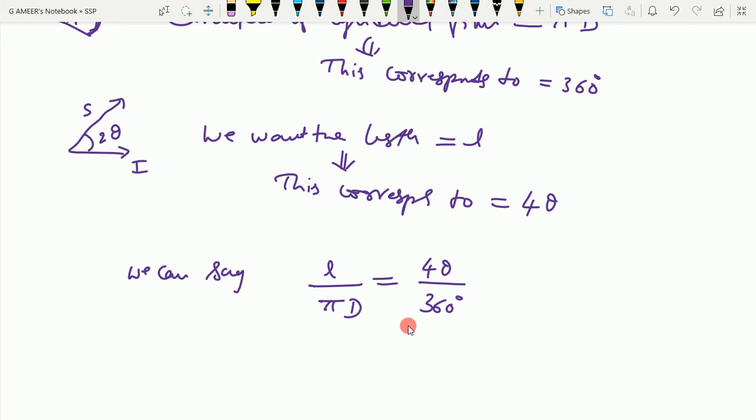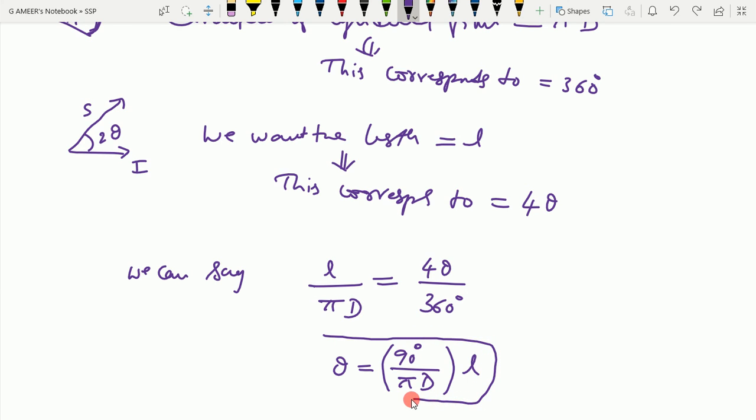So from here, theta can be written as 90 degrees divided by pi into d, multiplied by the length L. So the length can be measured here easily. The diameter of the film we can calculate at the time of making the arrangement of the setup. Pi value we know, 90 degrees is anyway known. The length can be measured from the experiment.